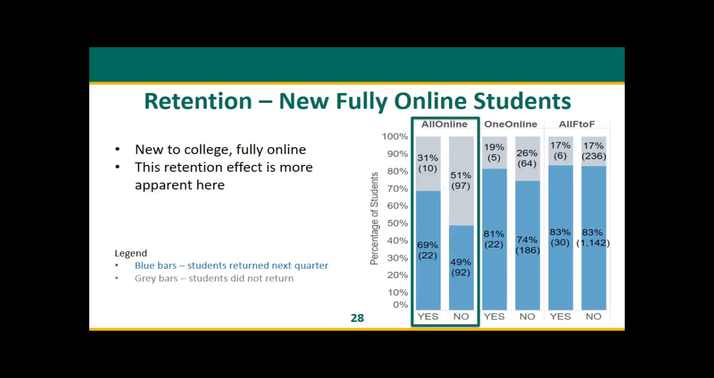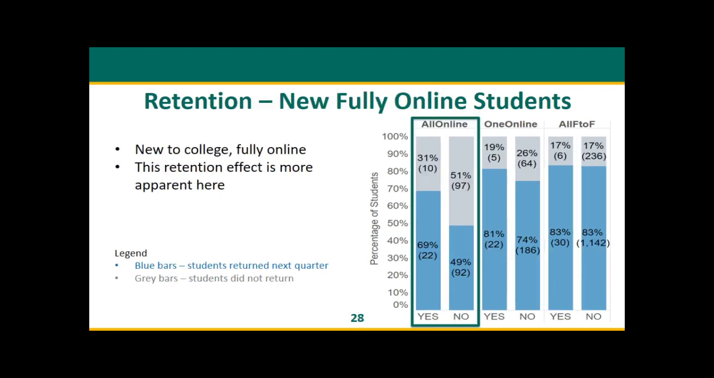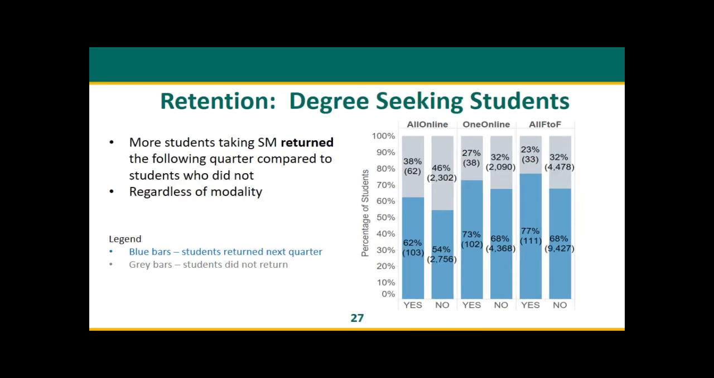These are just degree seeking, and then these are the new fully online ones. So this is a different look at retention. These are degree-seeking students, and then these are if you're new and you're fully online. Okay. This one. The last one. Oh, okay.